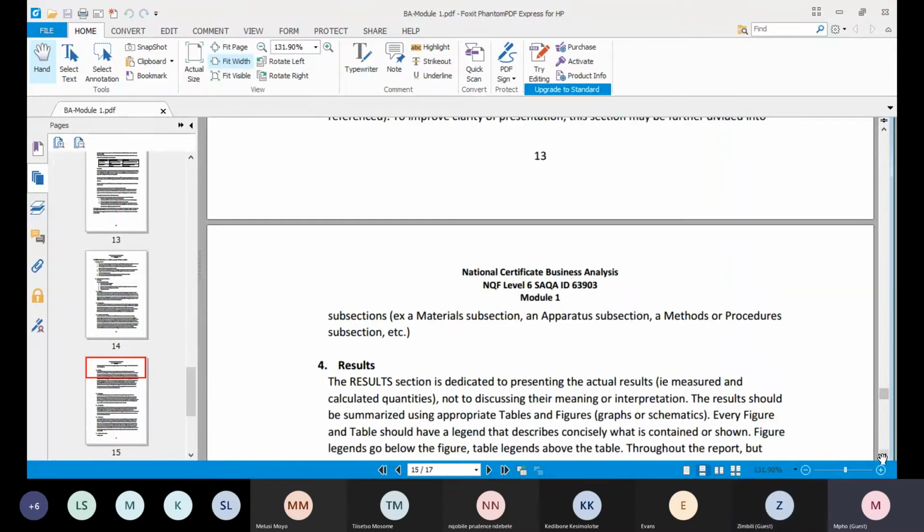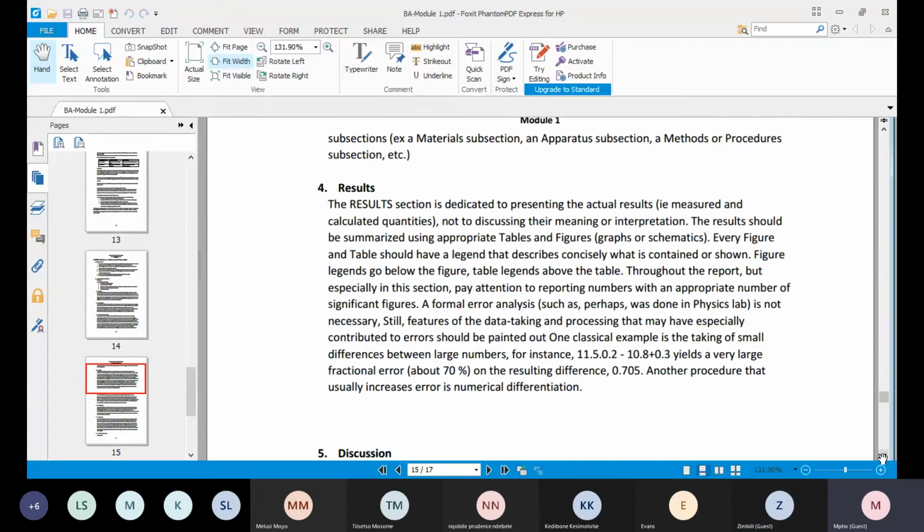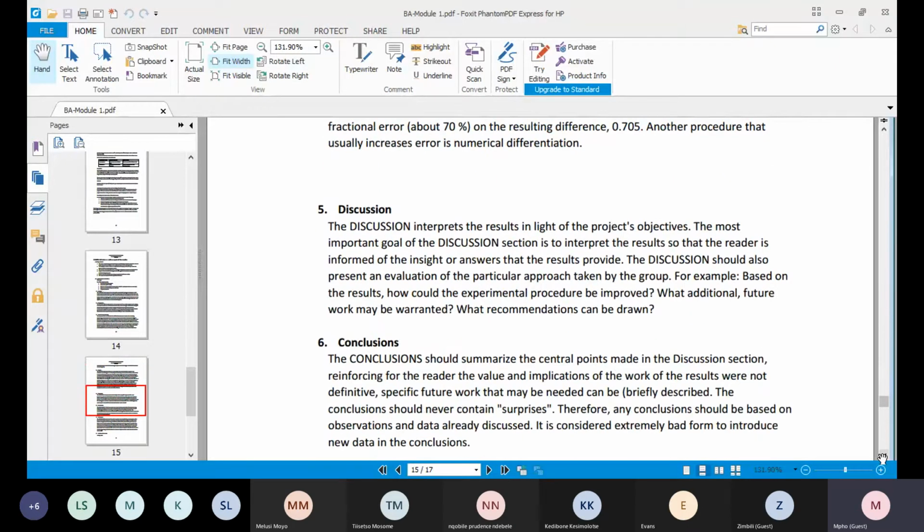Okay, and number 4, we have the results. The results are a summary of your final findings. They include diagrams, drawings, graphs, etc. And number 5, we have the discussion. A discussion is an interpretation of the final findings in full detail. It's an evaluation of the results and how it should go. It also includes your recommendations as well.